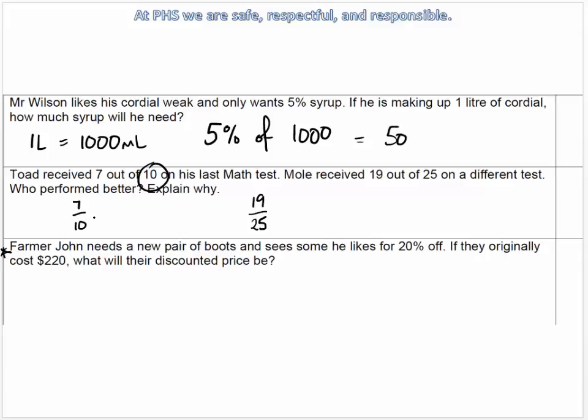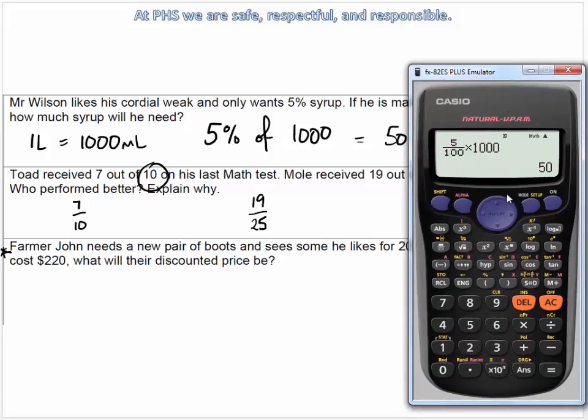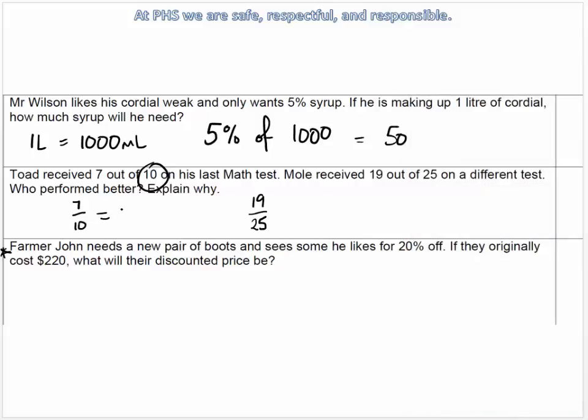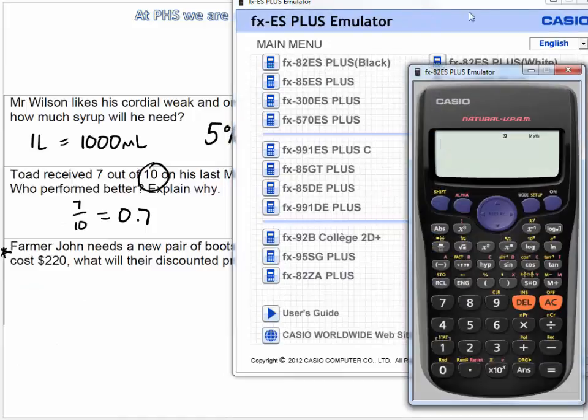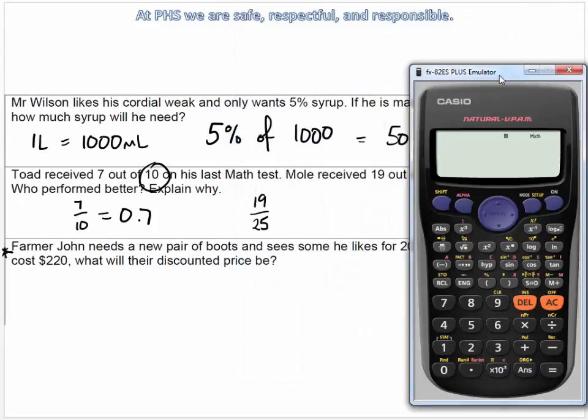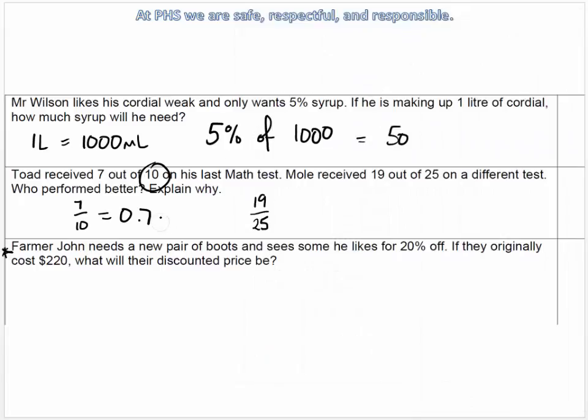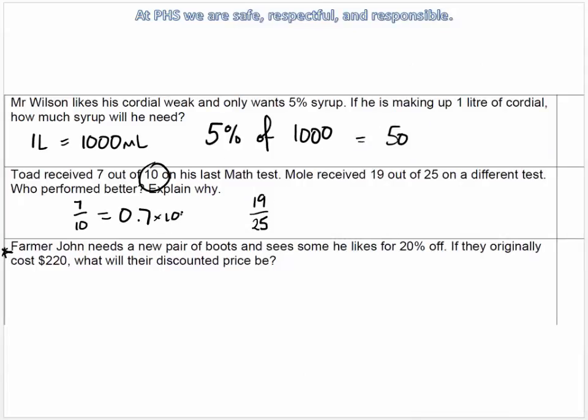All right, so how do I do that? Well, 7 out of 10, hopefully you remember, but if not, we can use our calculator. 7 out of 10, what is that as a percentage? Well, let's do it. 7 out of 10 equals, as a decimal, 0.7, and I want to times that by 100 to turn that into a percentage. And that gives me 70.